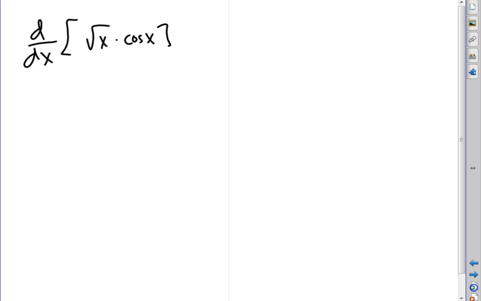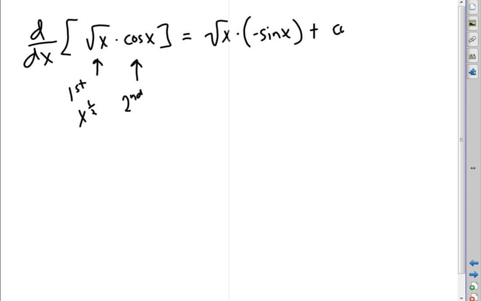And one last problem, just to make sure we totally understand what's going on. If we've got the square root of x times cosine x, we can once again break this down into a first function and simplify that, or rewrite that as x to the 1/2. And the second function there, cosine x. So the first times derivative of second, so first is square root of x times negative sine x, that's the derivative of cosine, plus the second, so cosine x, times derivative of the first, 1/2 x to the negative 1/2.